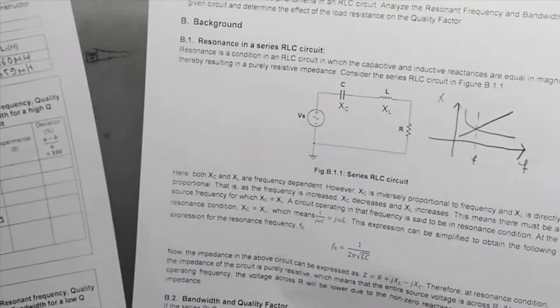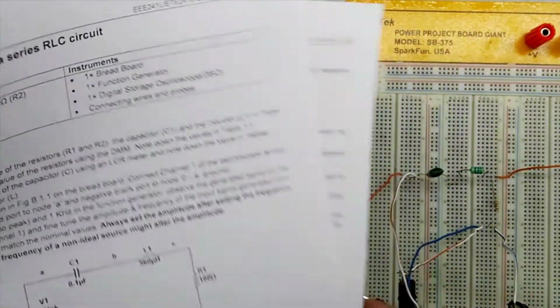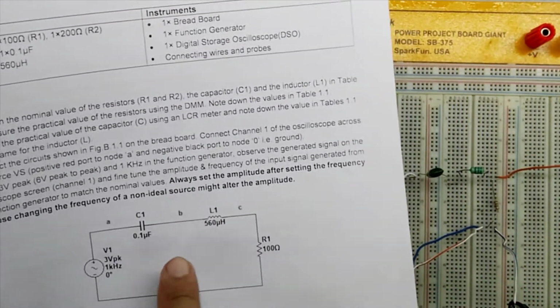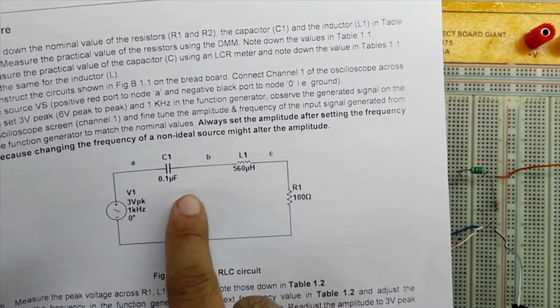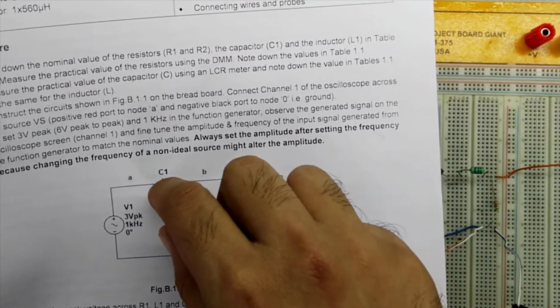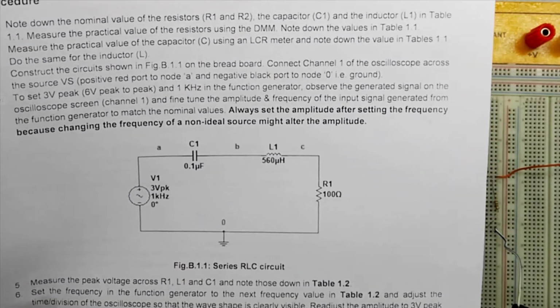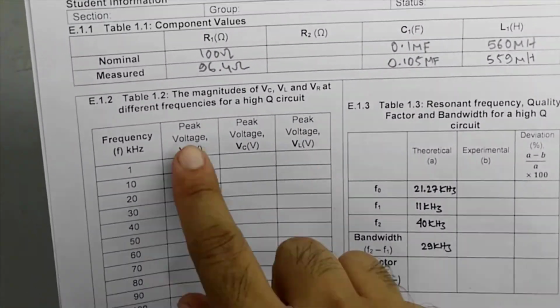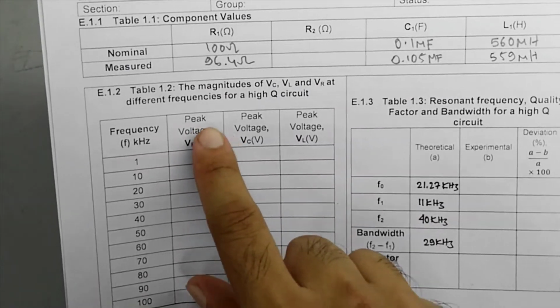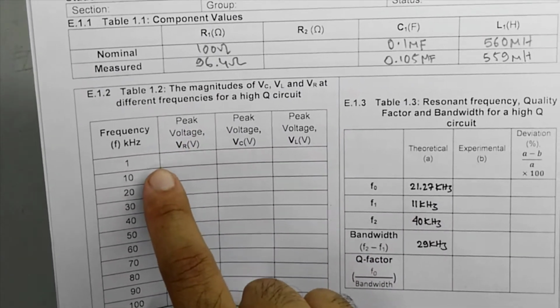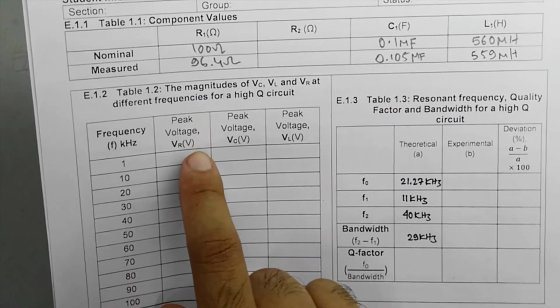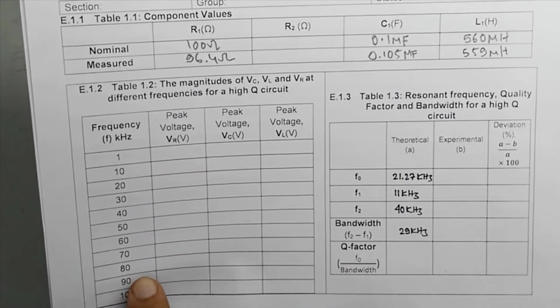However, since we have a 2-channel oscilloscope, continuously changing the position of the probe to get these 3 readings is quite cumbersome. So what we will do is attach the oscilloscope to take VR first, and then we will increase the frequency and take the readings for VR for all of these frequencies.